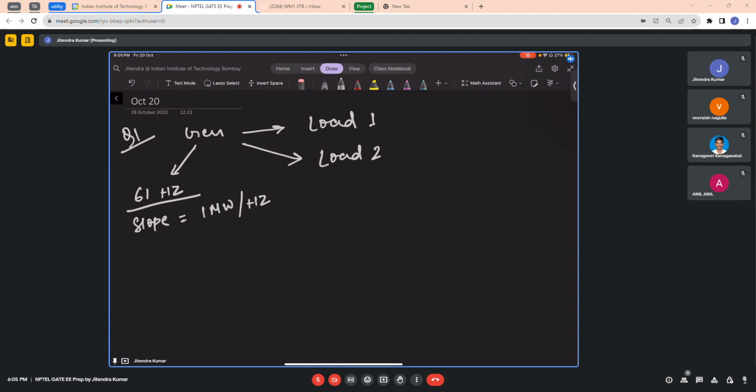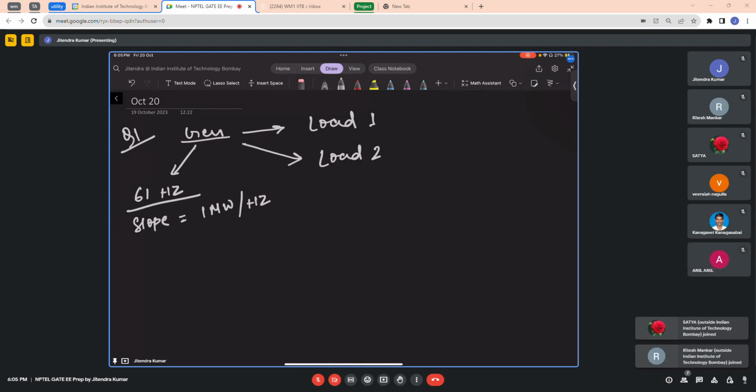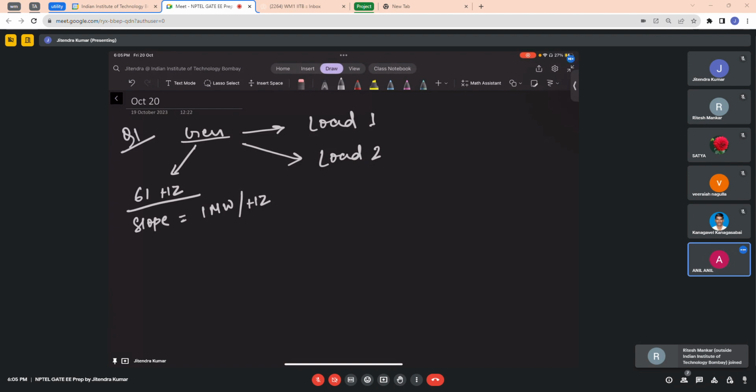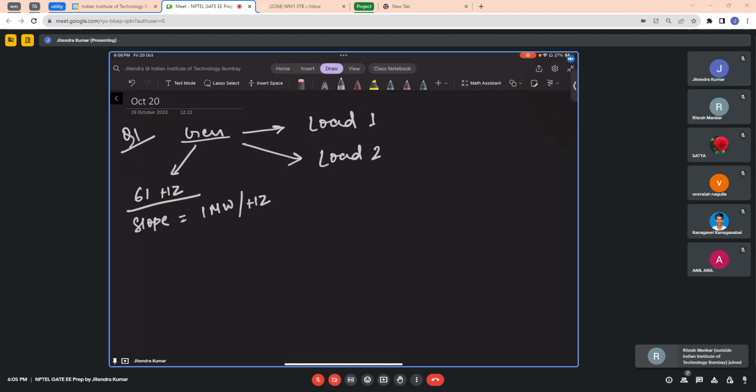Let's say the alternator is running at no load, now you are adding a load of 1 megawatt to this particular generator having such characteristics. So what will be the frequency of the generator? 60 hertz, exactly. So that's what the characteristics imply.